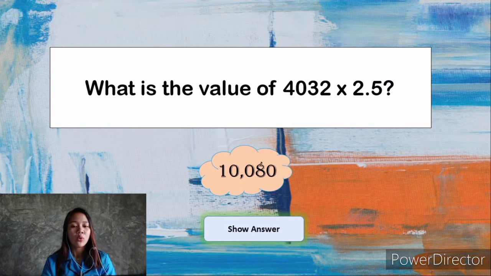Next question is, what is the value of 4,032 times 2.5? So, ang sagot ay 10,080. So, paano nakuha yon?